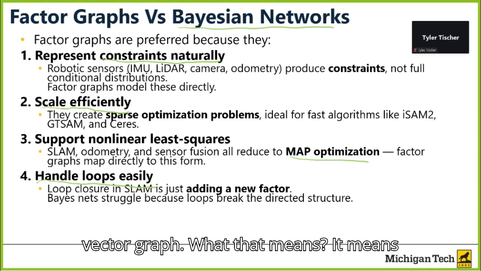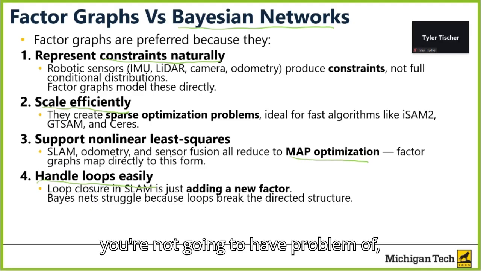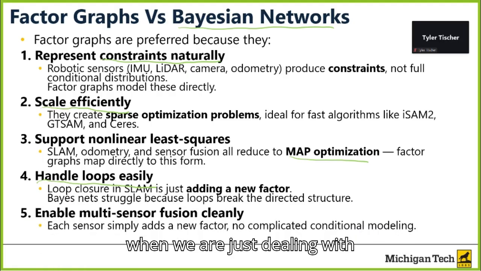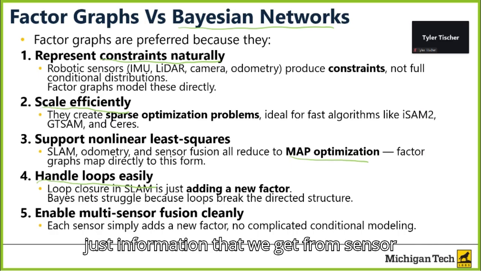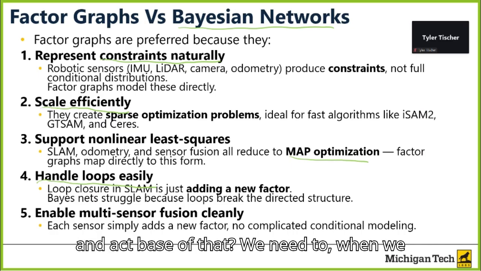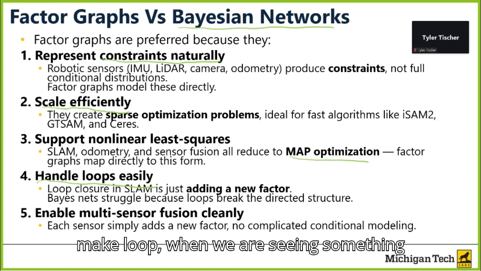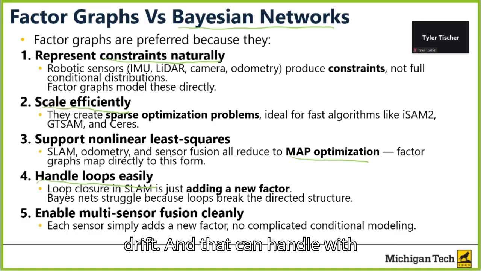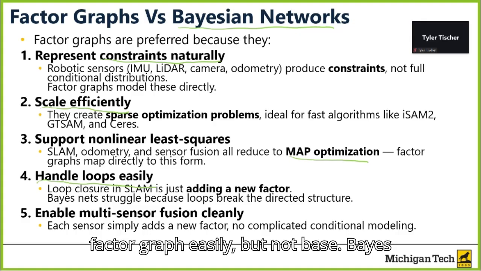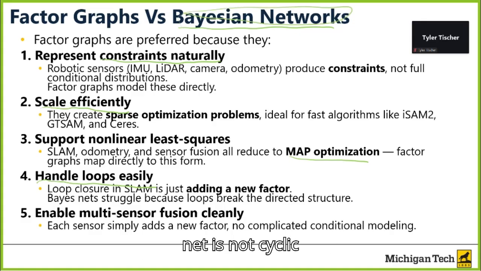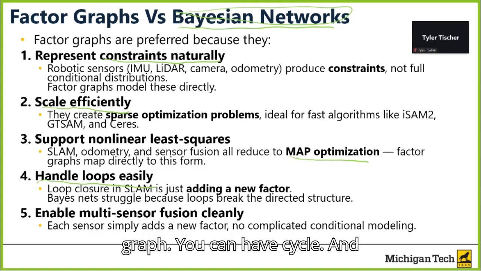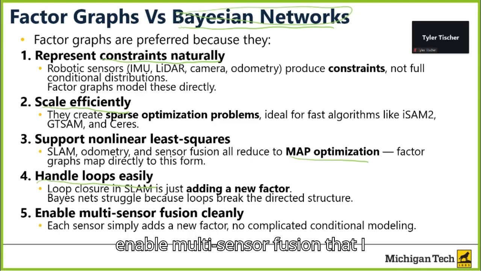What that means is you're not going to have the problem of drifting. Do you remember we had drifting when we were dealing with just the information that we get from sensors and acting based on that? When we make a loop, when we are seeing something that we have already seen, we can fix all the drift, and that can be handled with a factor graph easily, but not Bayes. A Bayesian network is an acyclic graph. A factor graph is a cyclic graph. You can have cycles. And it enables multi-sensor fusion that I explained.